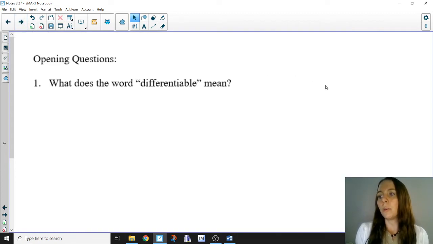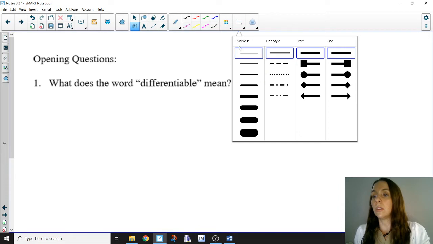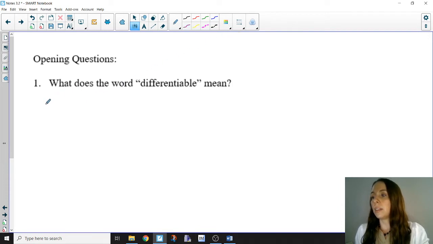So in our opening questions, what does the word differentiable mean? A function that is differentiable, you can say has a smoothness to it, or we'll just say it is a smooth curve.